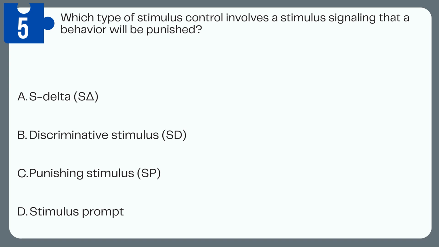Question 5. Which type of stimulus control involves a stimulus signaling that a behavior will be punished? A. S delta, SΔ. B. Discriminative stimulus, SD. C. Punishing stimulus, SP. D. Stimulus prompt.